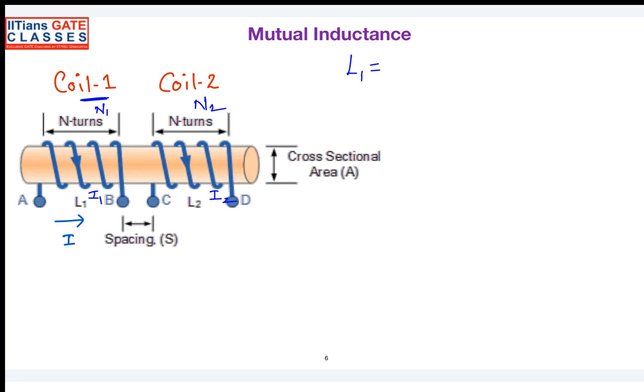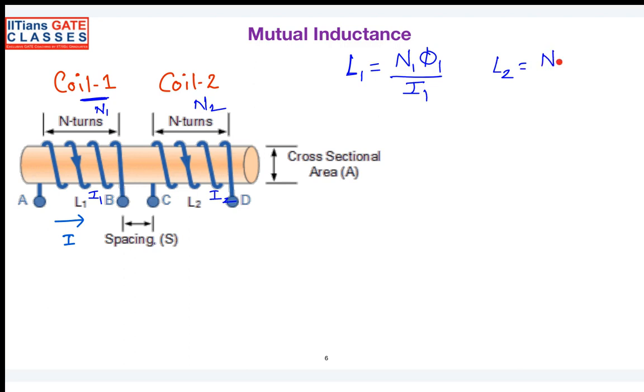Just to make the analysis separate, I assume that I1 is the current flowing through coil 1 and I2 is the current flowing through coil 2. Then the self-inductance of the first coil is defined as the total flux linkage divided by the current. So what is the total flux linkage here? The number of windings times the flux per each turn. So N1 times phi1 divided by I1. This is the self-inductance of coil 1. And what is the self-inductance of coil 2?